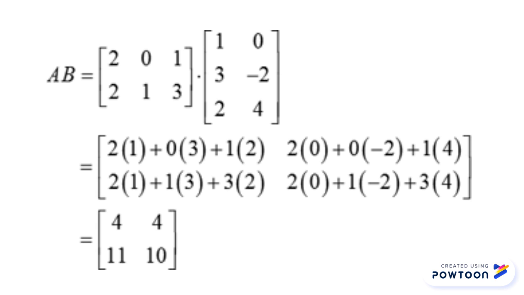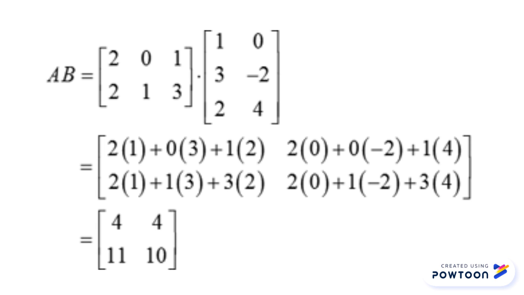So in order to multiply matrices, we need the number of columns of A to be the same as the number of rows of B. So we have a 2 by 3 matrix with a 3 by 2 matrix.